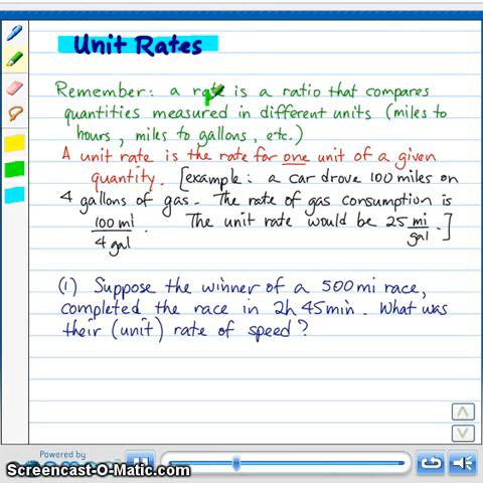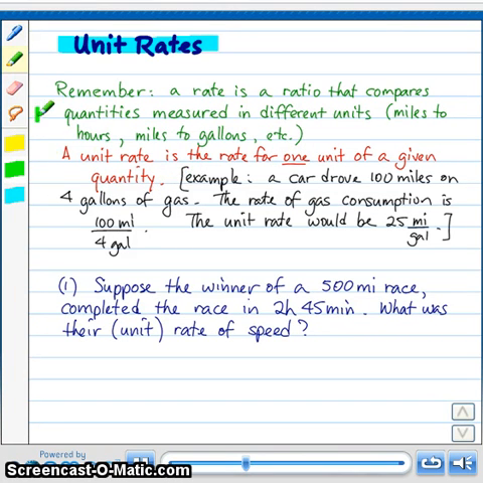Now remember, a rate is simply a ratio that compares quantities measured in different units. For example, miles to hours. You can have a rate of miles per hour, miles to gallons, cost per ounce, cost per pound, feet per second, and so on. But a unit rate is the rate for 1 unit of a given quantity.